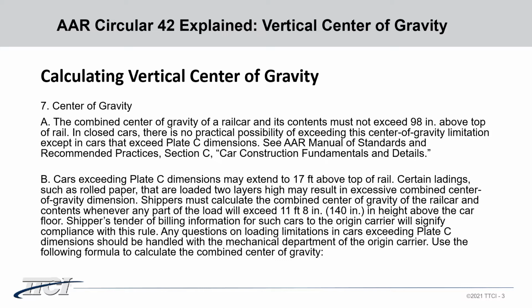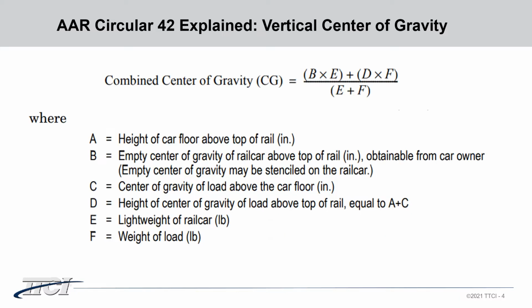Center of gravity, or more accurately, vertical center of gravity, is sometimes referred to as the 98-inch rule. Cars exceeding plate C in height could result in a high vertical center of gravity, so calculating it is required. Circular 42 provides the equation by which the shipper can make this calculation, and also an example. The example looks straightforward enough, but let's see what happens if this load is of multiple heights.